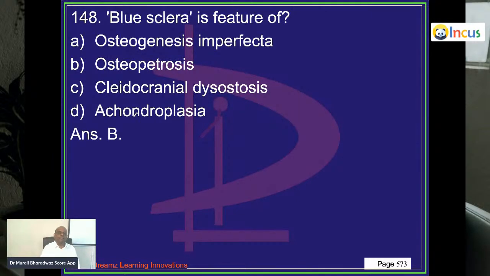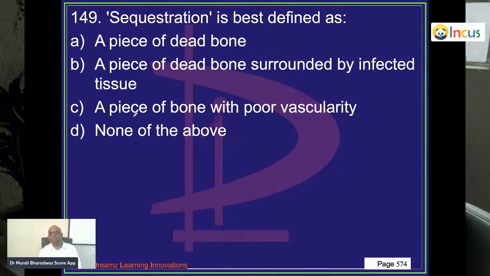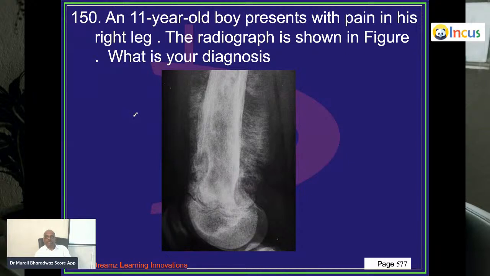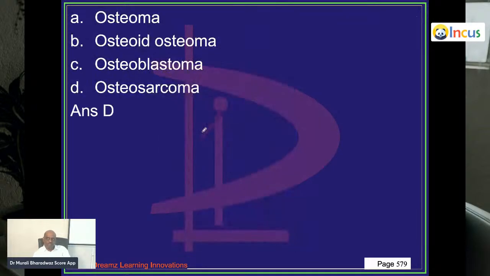Blue sclera is a feature of osteogenesis imperfecta. Sequestrum means a piece of dead bone. 11-year-old boy comes. What do you see here, doctor? All this sunray appearance, which is a feature of osteosarcoma.